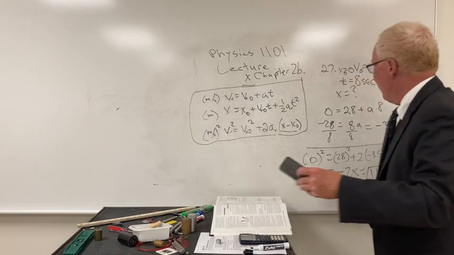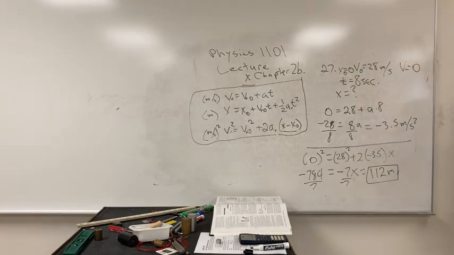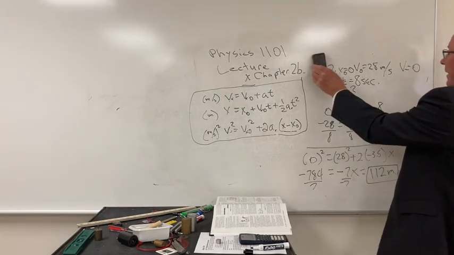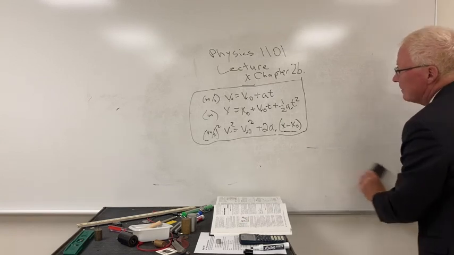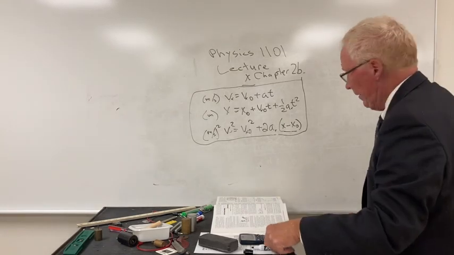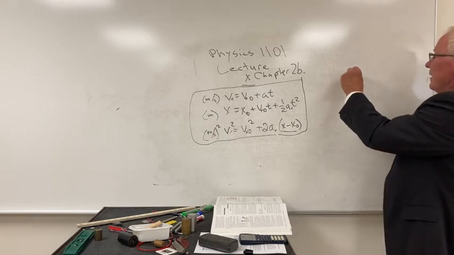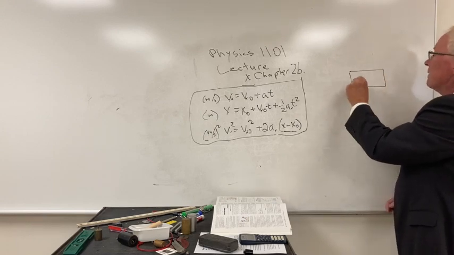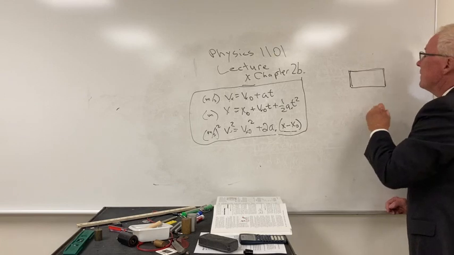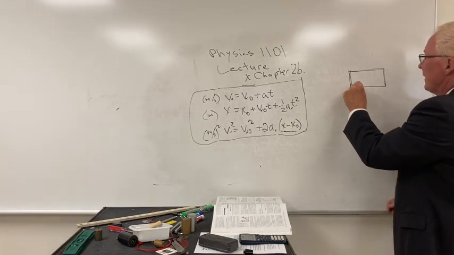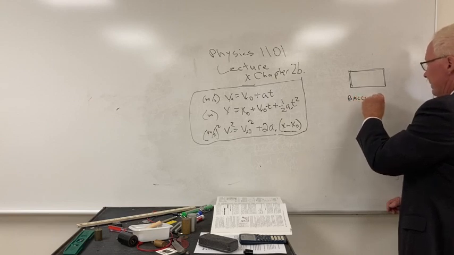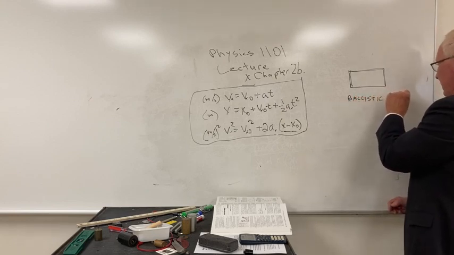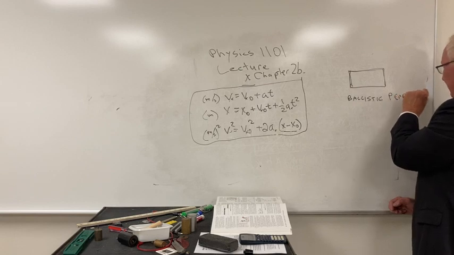All right, let me do one more here. I'll start a problem, because we'll deal with this later. It's also one problem in the book. And then I'll do some vertical problems. So I'll erase this stuff. So what we have here is a problem related to what we call the ballistic pendulum, but we'll get to that later.